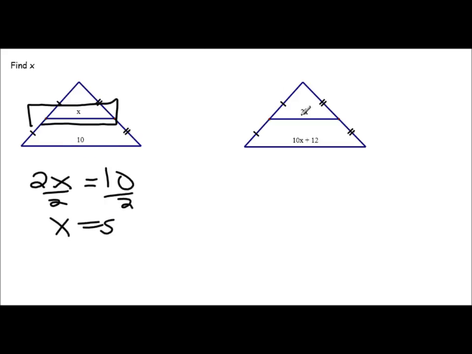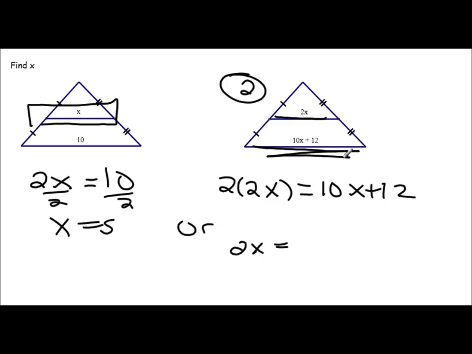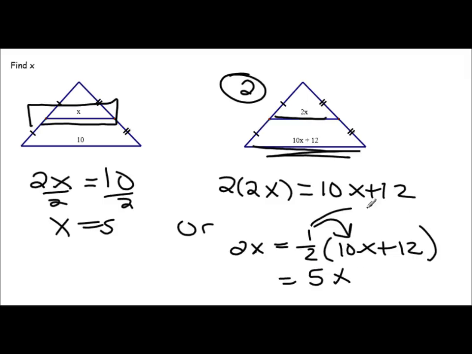So you can use either way to solve the second example. You can say that 2 of these midsegments equals one of the bases, or you can say that the midsegment, 2x, is equivalent to half of the bigger segment, 10x plus 12. If you do it this way, you have to remember to distribute the 1/2 to the 10, so that's 5x, and the 1/2 to the 12, so half of 12 is 6. So either way you decide to solve it, pause the video and see if you can get the correct answer.